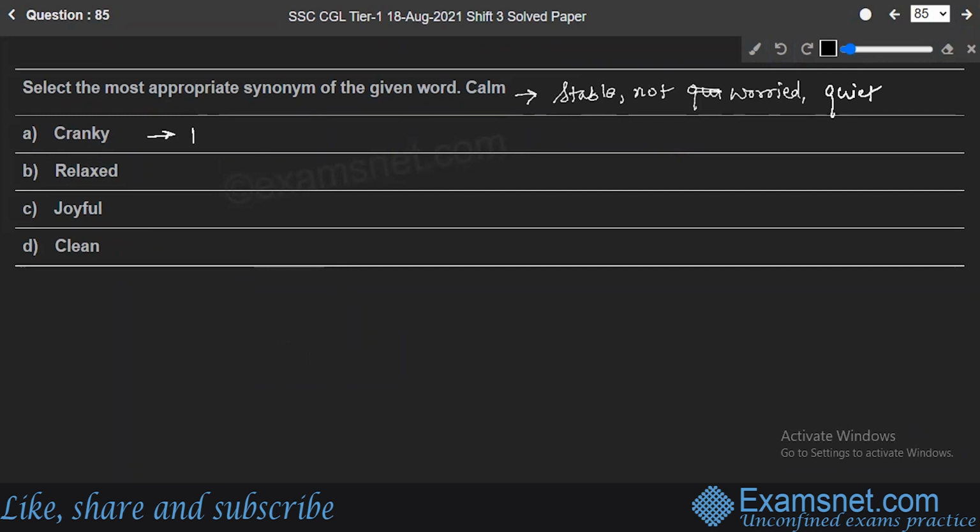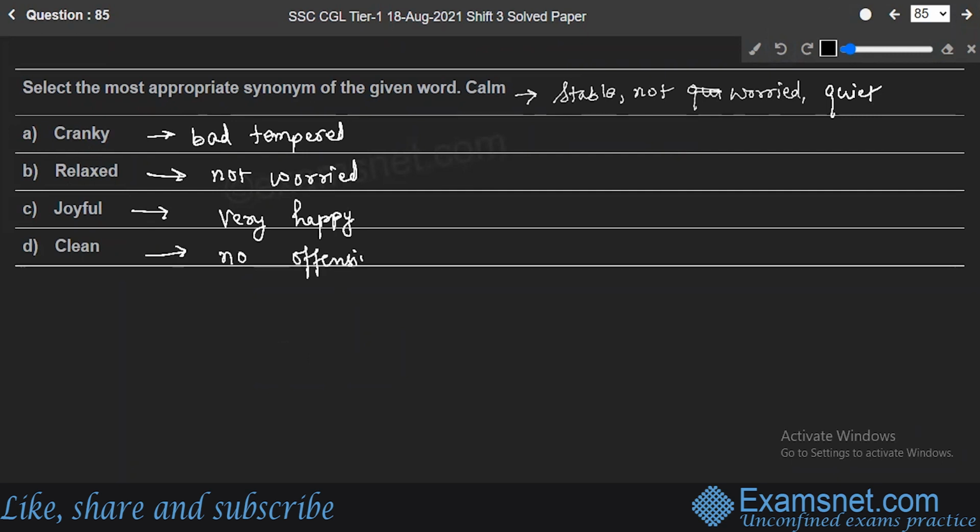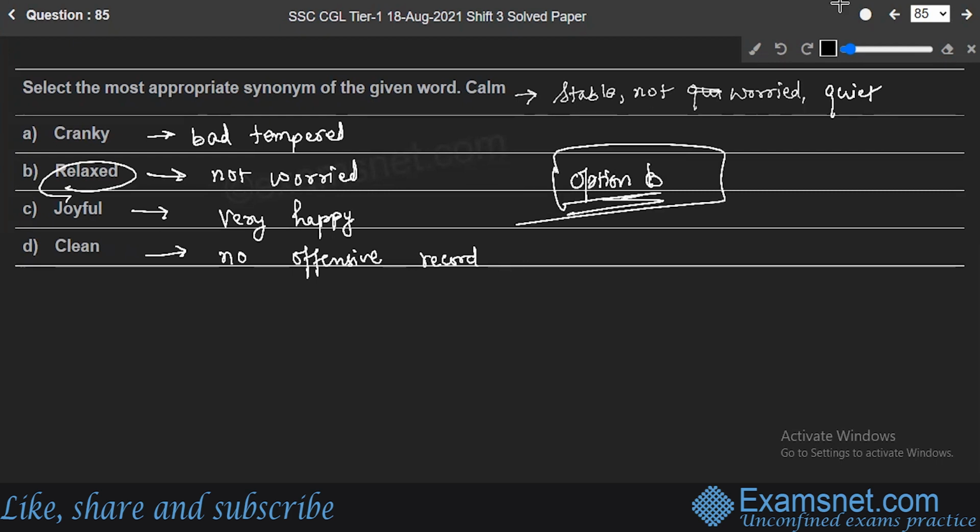Then cranky means bad tempered, relaxed means not worried, joyful means very happy, clean means no offensive record, right? So the most appropriate synonym for the given word calm is relaxed. Option B, when you're not worried over anything. Hope you're clear with this. Let's move to the next question then.